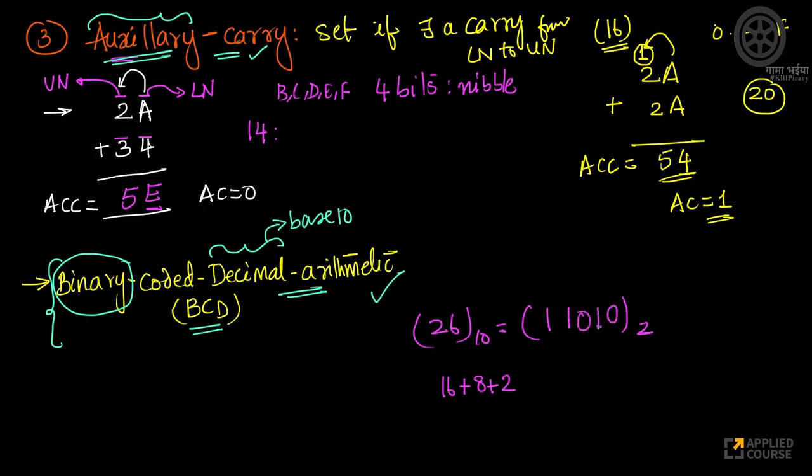2 power 3 is there. 2 power 4 is there, right? So if I want to convert 26 into binary, this is how I'll convert it. 2 power 0, 2 power 1, 2 power 2, 2 power 3 is 8, 2 power 4 is 16. 16 plus 2 is 18. 18 plus 8 is 26. Yes, perfect. This works out, right? So 26 in base 10 is this in base 2.